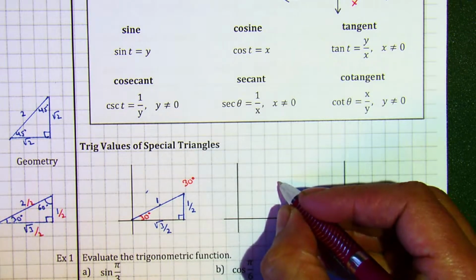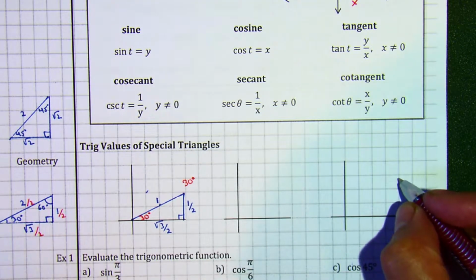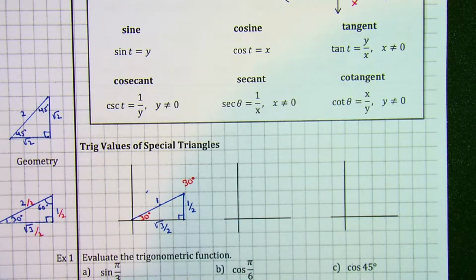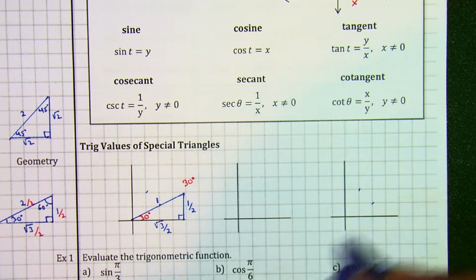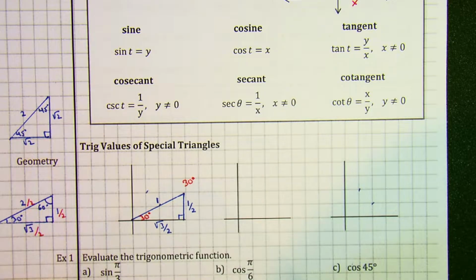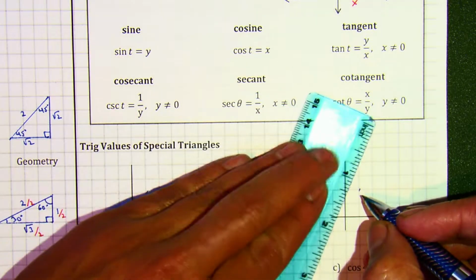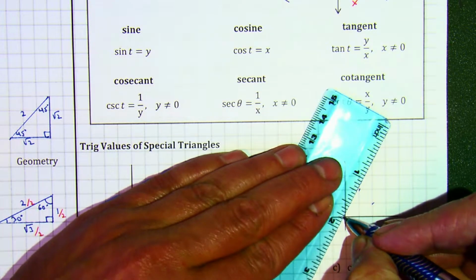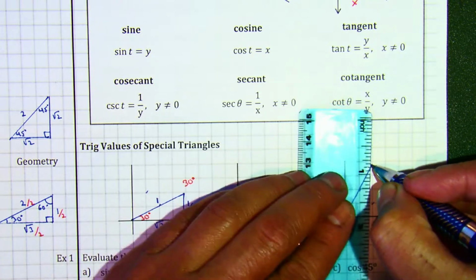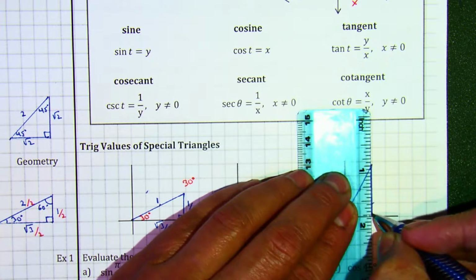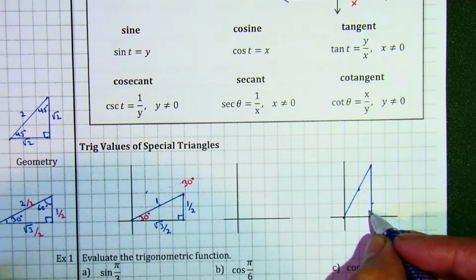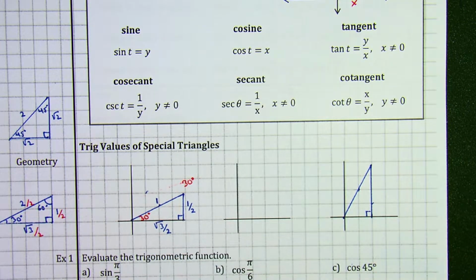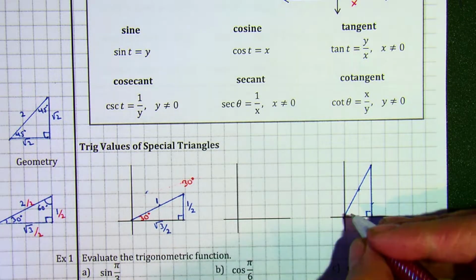This is going to be your 45, and this is going to be your 60. So let's go through the 60 next. I'll place 2 dashes evenly spaced, and that'll be 30, this will be 60. We'll make a right triangle. We'll make a perpendicular line towards the x-axis. And this is a 60-degree angle.